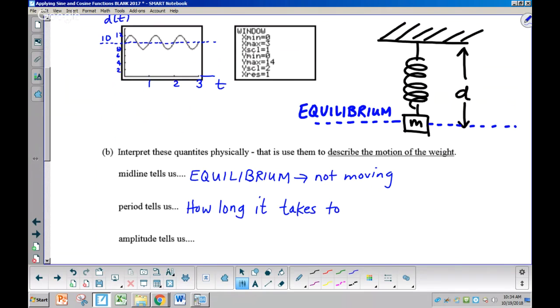Everybody okay? Can we just say cycle? Yes. Through a cycle.